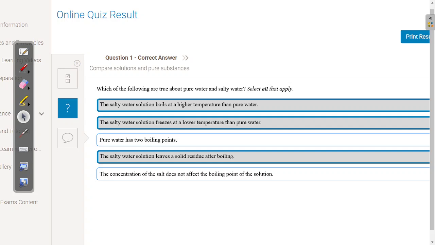Pure water has 2 boiling points. No, this is obviously wrong. The salty water solution leaves a solid residue after boiling? Yes, because after you boil the water, it will evaporate and it will leave the salt in the beaker or whatever. The concentration of the salt does not affect the boiling point of the solution. Nope, this is wrong because it does affect the boiling point. If you have a lot of salt, it will increase the boiling point.